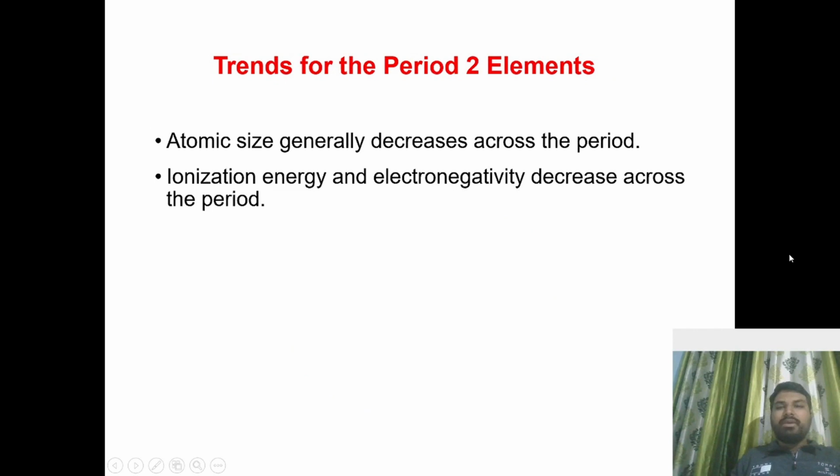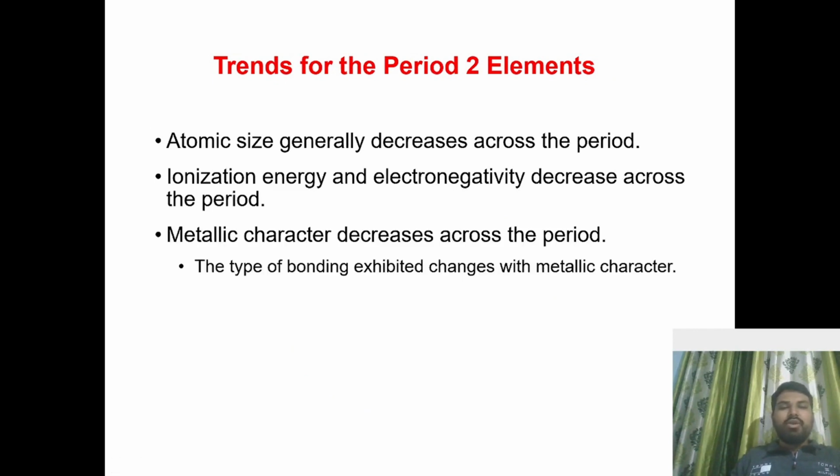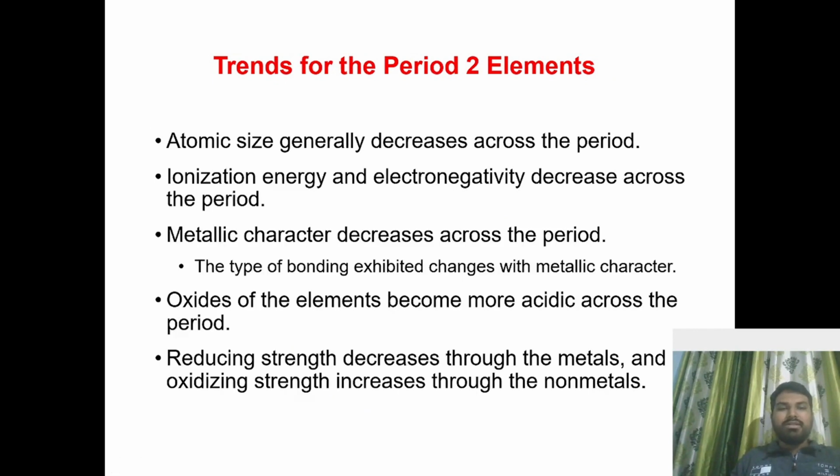Now, trends for the period 2 elements. Atomic size generally decreases across the period. Ionization energy and electronegativity increase across the period. Metallic character decreases across the period. The type of bonding exhibited changes with metallic character. Oxides of elements become more acidic across the period. Reducing strength decreases through the metals and oxidizing strength increases through the non-metals.